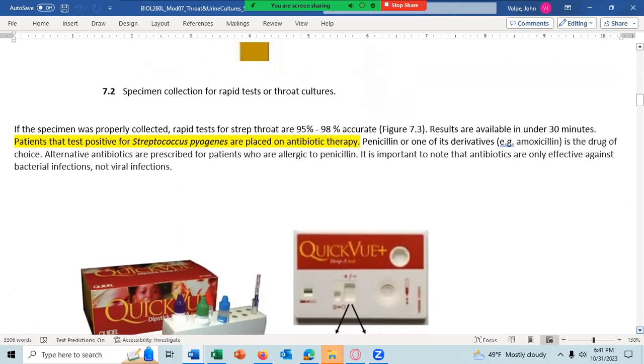Patients that test positive for Streptococcus pyogenes are placed on an antibiotic therapy. That's because patients have a hard time removing Streptococcus pyogenes. Streptococcus pyogenes has a capsule around it, and that capsule helps prevent our immune system from removing Streptococcus pyogenes.